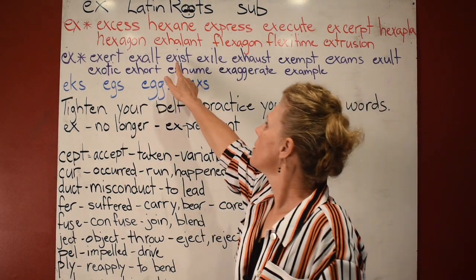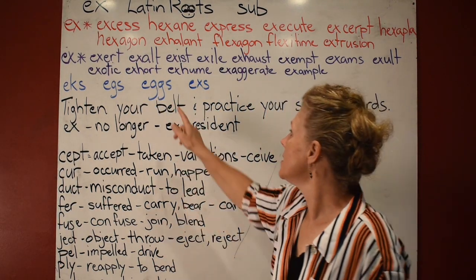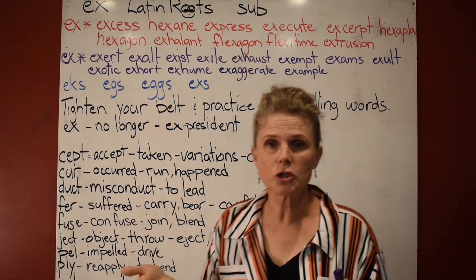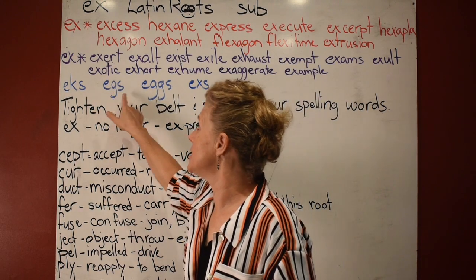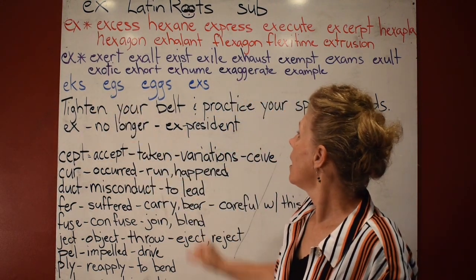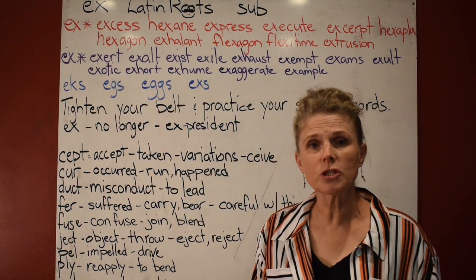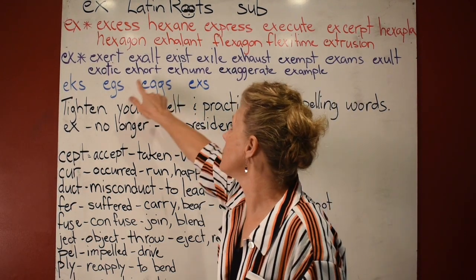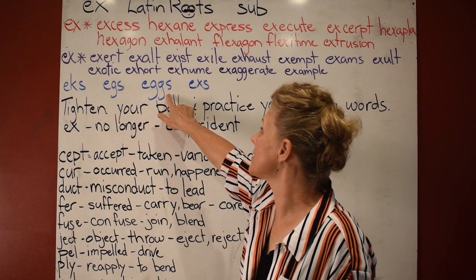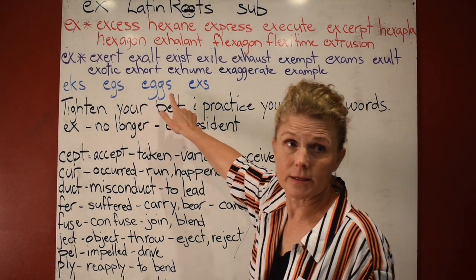Exist. So we do not spell words E-G-G-S, because I've seen so many children spell E-G-G-S. I've seen them spell E-G-S. So make sure, because most children know how to spell an egg. This is the only time. But this says egg or eggs. That's what this says.